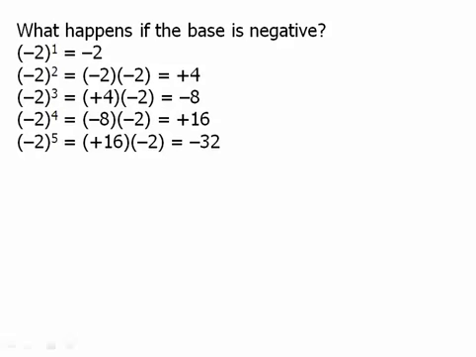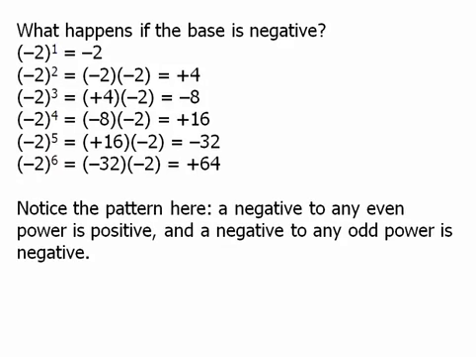And notice we have kind of an alternating pattern here. We're going from negative to positive, negative to positive, negative to positive. So a negative to any even power is a positive number, and a negative to any odd power is negative. We'll talk more about this in the next video.